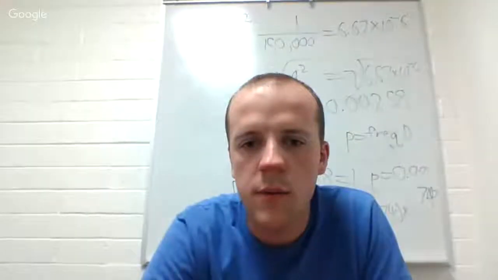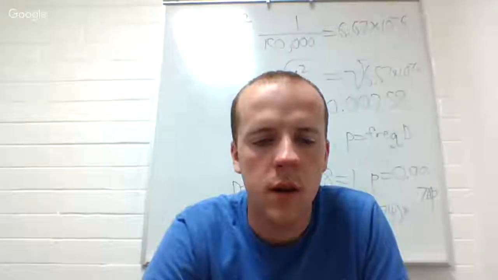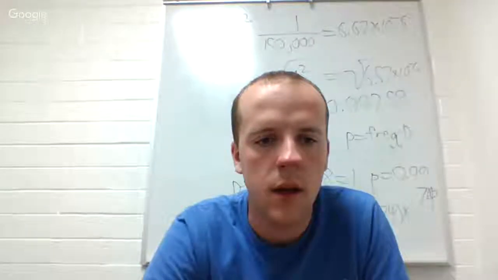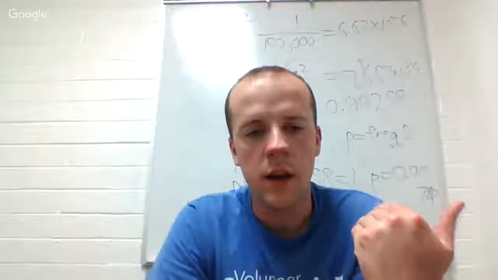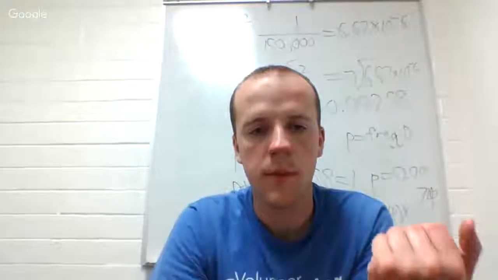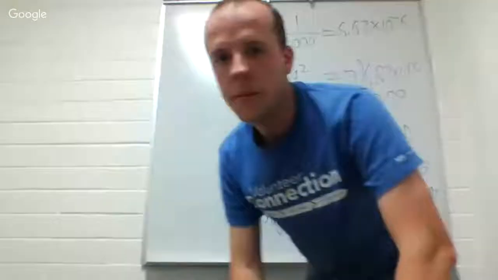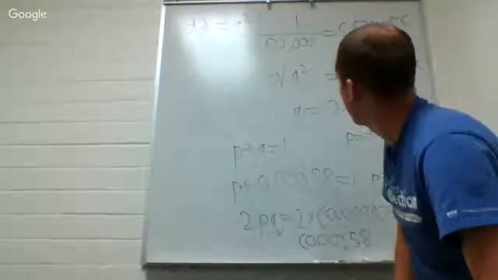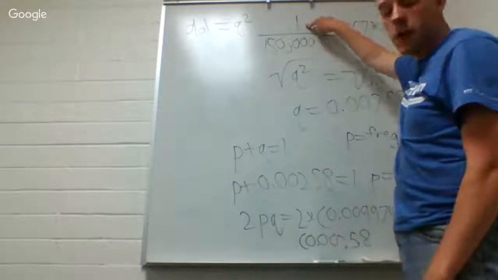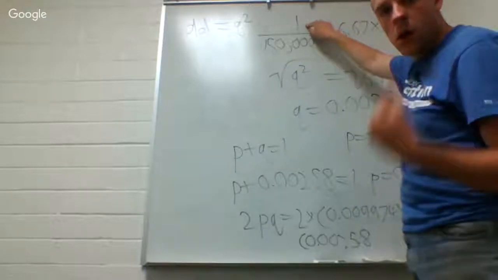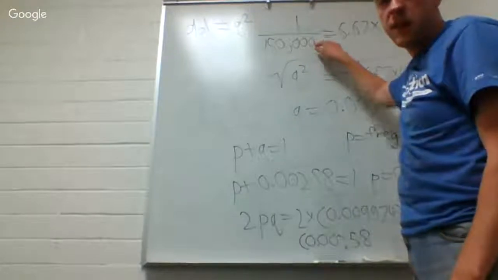So let's move on to number 3. Okay, in this one, what is the frequency of the non-disease allele in the human population? Normally we would take whatever number they give us, which in this case is 1, and divide it by the population.